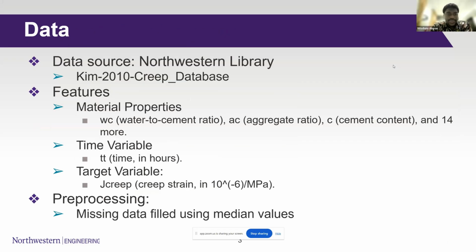Our data was gotten from the Northwestern Library, specifically the Kim 2010 creep data, and some of the features we have from this data are the material properties, aggregate to cement ratio, and also the time variable. The time variable was in hours for all of the parameters, and the order of creep strength was in the 10 to the power minus 6 per megapascal.